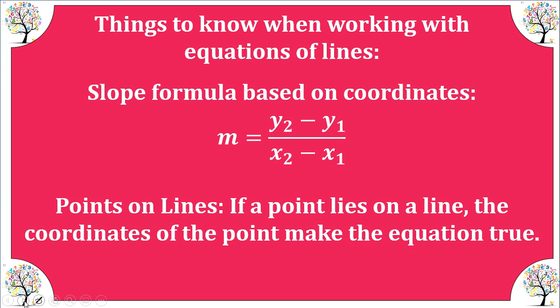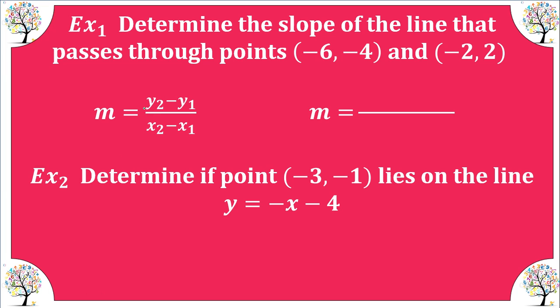There are 2 things that we need to make sure we know about linear equations. We need to know that they do have a constant rate of change called slope, and we need to know that formula. That way, if we're given 2 points on the line without a graph, we can still identify the slope with this formula. The other main idea we need to know is that all the points on that line, if plugged into the equation, would give us a true statement. Let's test these 2 things out.